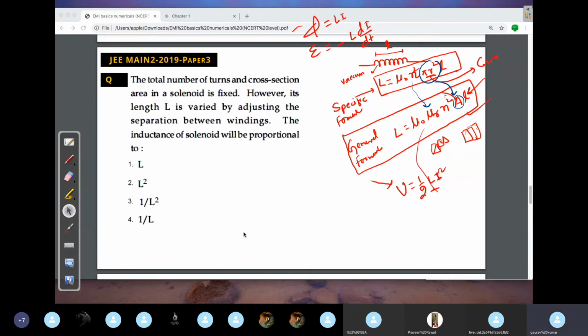Give the answer quickly. It's an easy question. The total number of turns and cross-sectional area in a solenoid is fixed. However, its length L is varied as the separation between the windings changes. The inductance of the coil will be proportional to what?